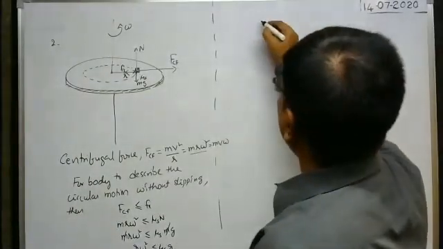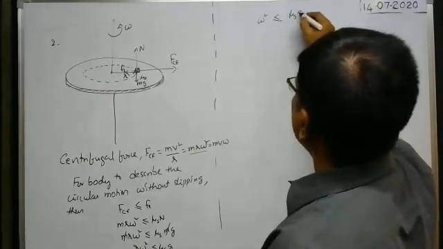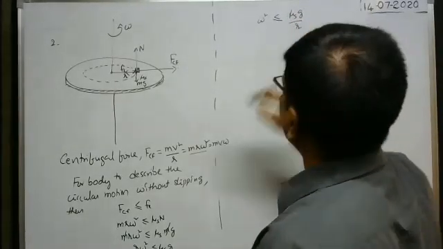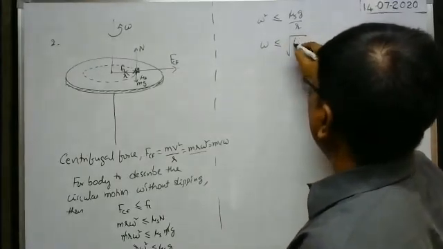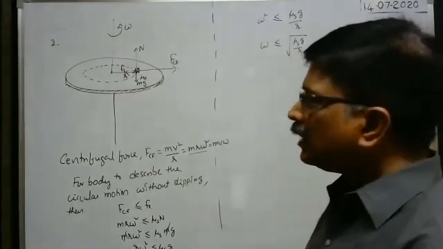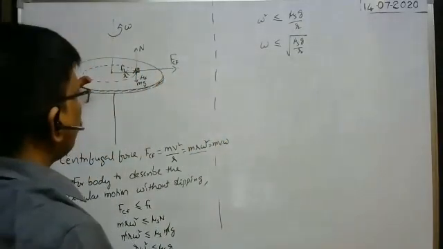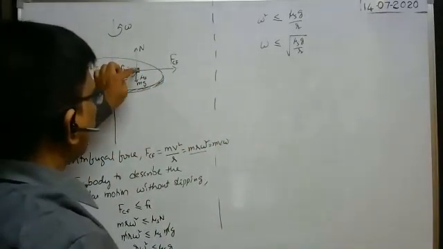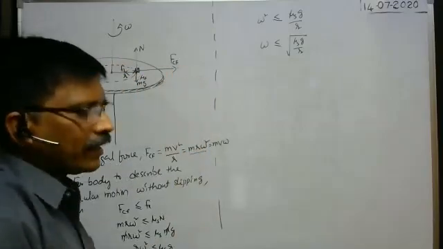So from this, omega square is less than or equal to mu(s)g by r, no? Or omega is less than or equal to square root of mu(s)g by r. It is the condition for the angular velocity of the disc with which it is rotating, so that the block kept over the surface of the disc cannot slip. Okay, this is the condition.